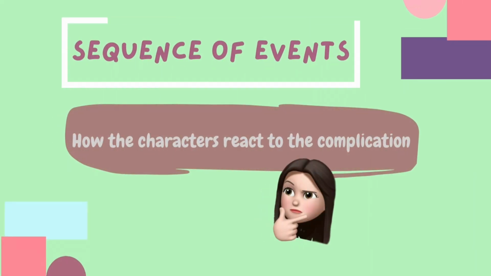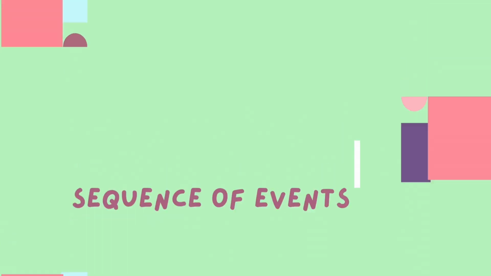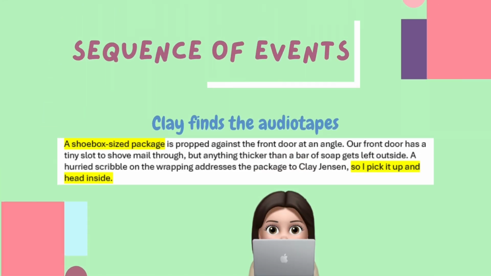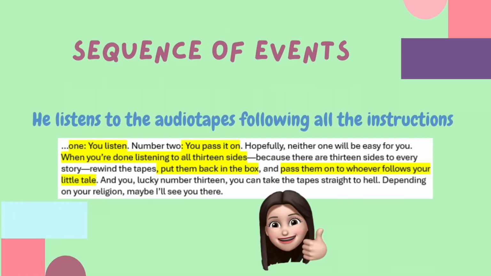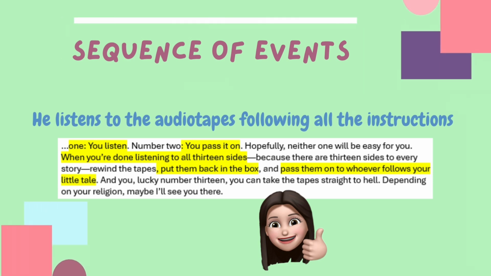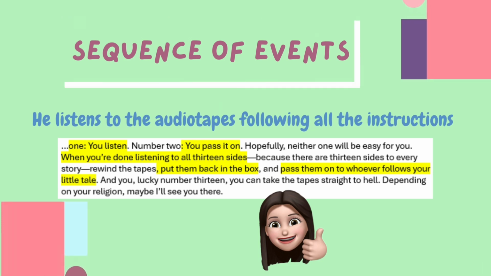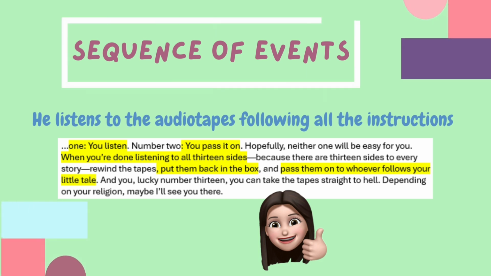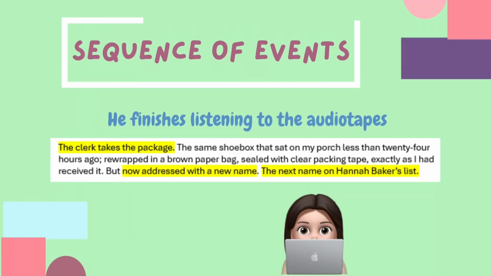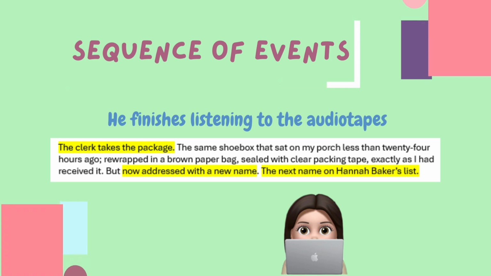The sequence of events refers to how the characters react to the complication. First of all, Clay Jensen is concerned about the audio tapes he finds outside his door. Subsequently, he listens to all the audio tapes and follows all the instructions that Hannah Baker stated in the recordings, which were that after he finished listening to the tapes, he had to send the audio tapes to the next person mentioned after him. Finally, he finishes listening to all the recordings and sends the audio tapes to the next person.